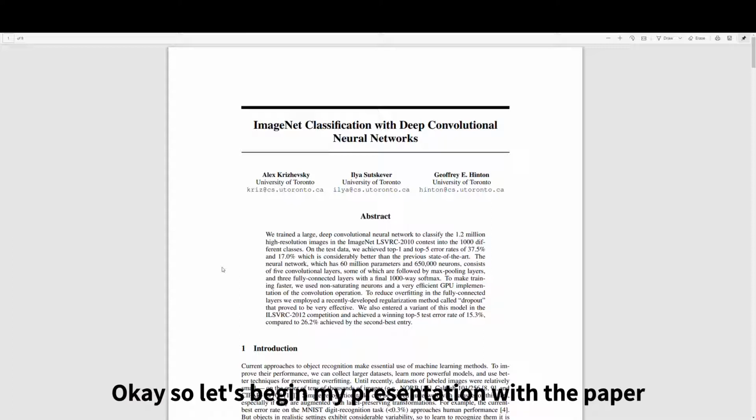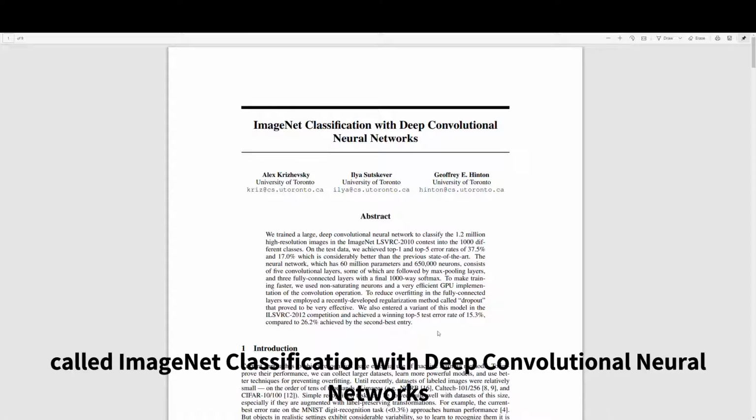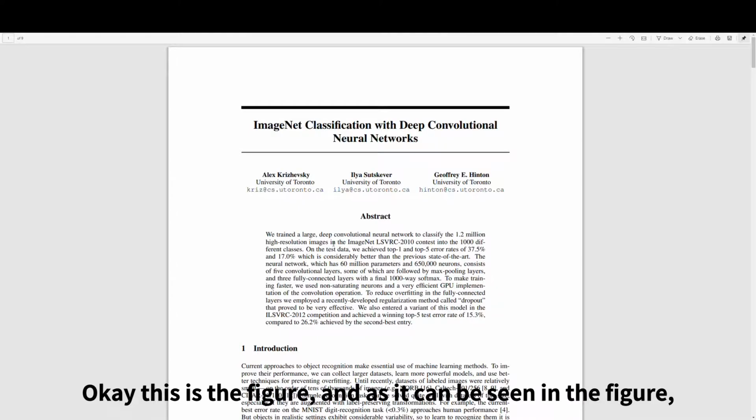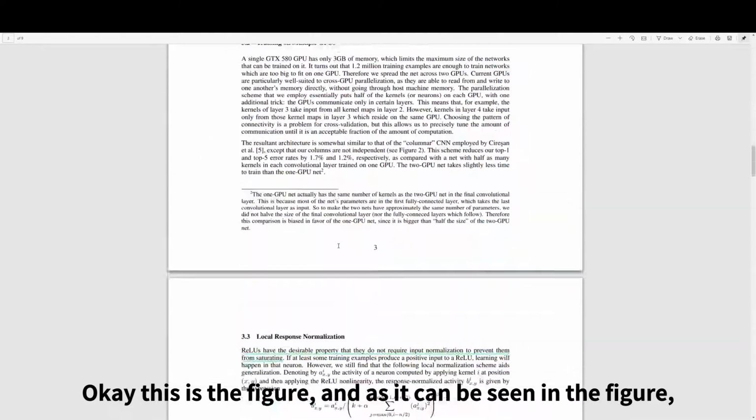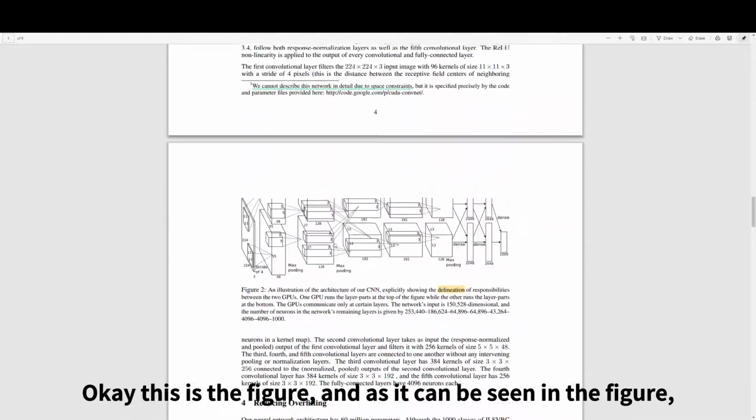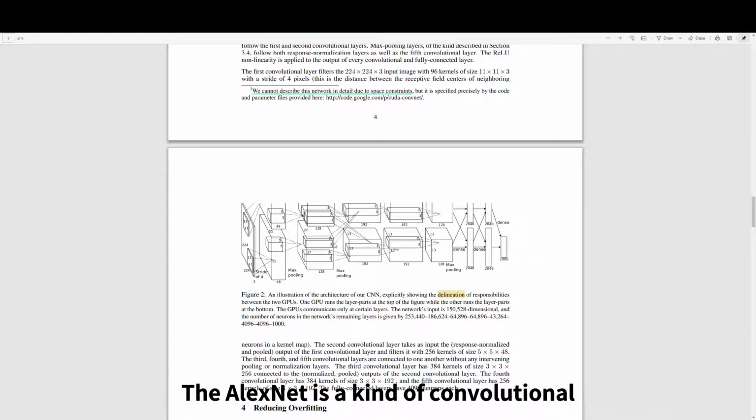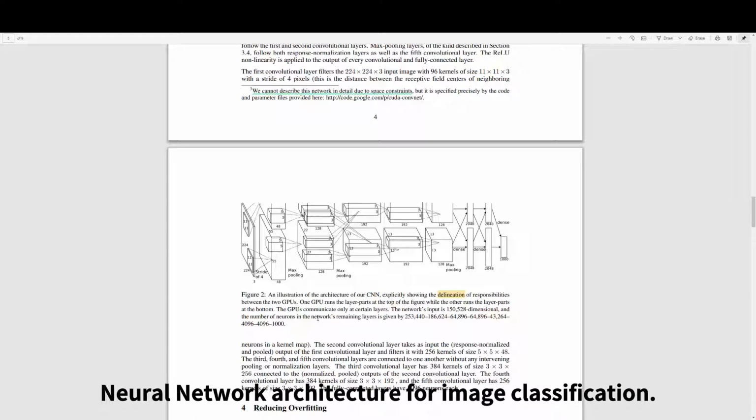Okay, so let's begin my presentation with the paper called ImageNet Classification with Deep Convolutional Neural Networks. Let's first see the overall architecture. This is the figure, and as can be seen, AlexNet is a convolutional neural network architecture for image classification.